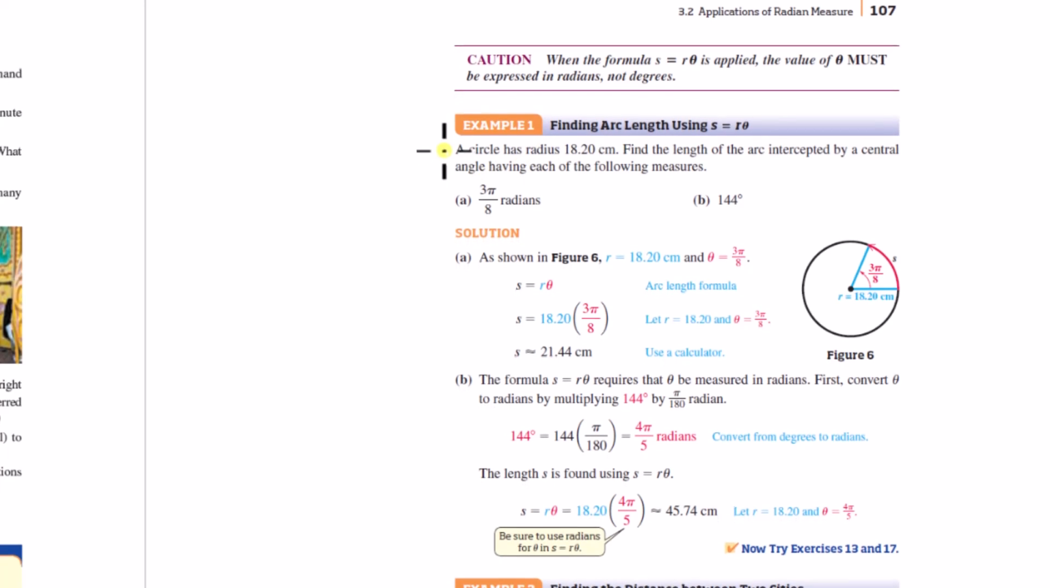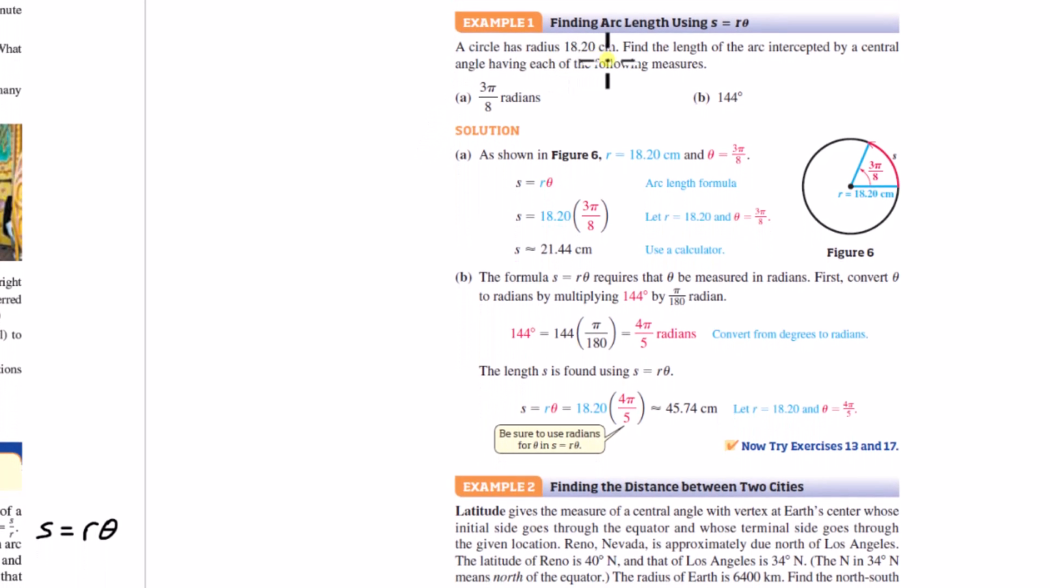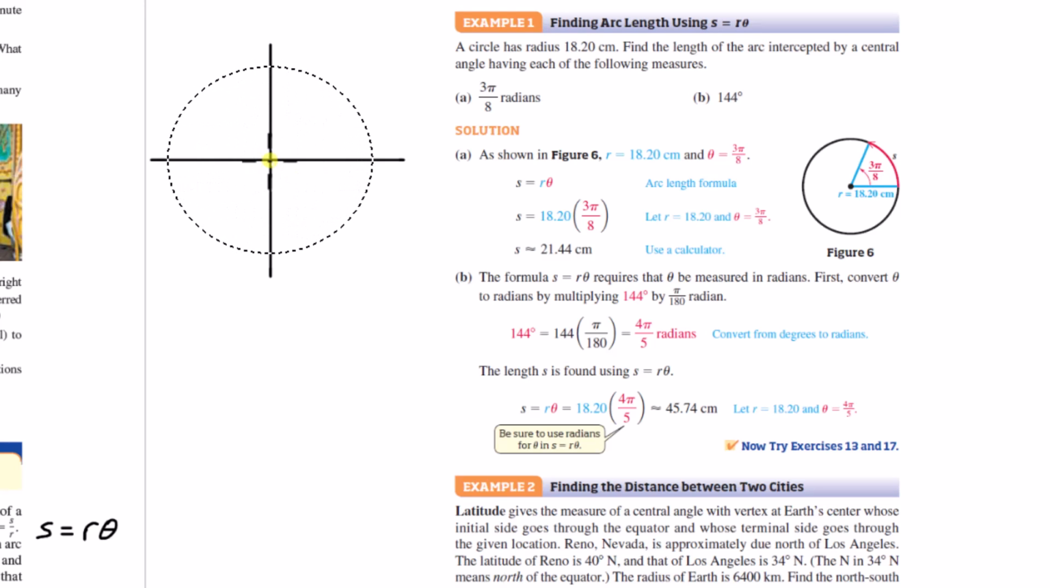Okay, so it says here, a circle has radius 18.2 centimeters. Find the length of the arc intersected by a central angle having each of the following measures. So, the arc length, so 3 pi over 8 radians. And I also want to stress here that this arc length doesn't have to be measured from standard position.